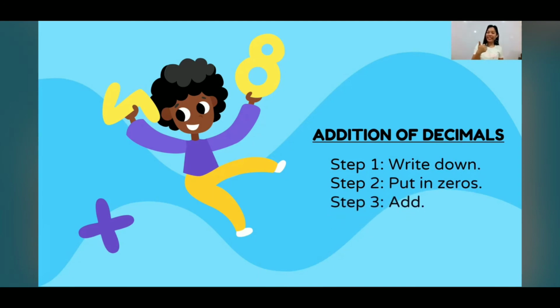Again, write down, put in zeros, and add. Don't forget that you always have to align the numbers accurately. Assure that the whole numbers are properly separated by the decimal points from the decimal numbers.